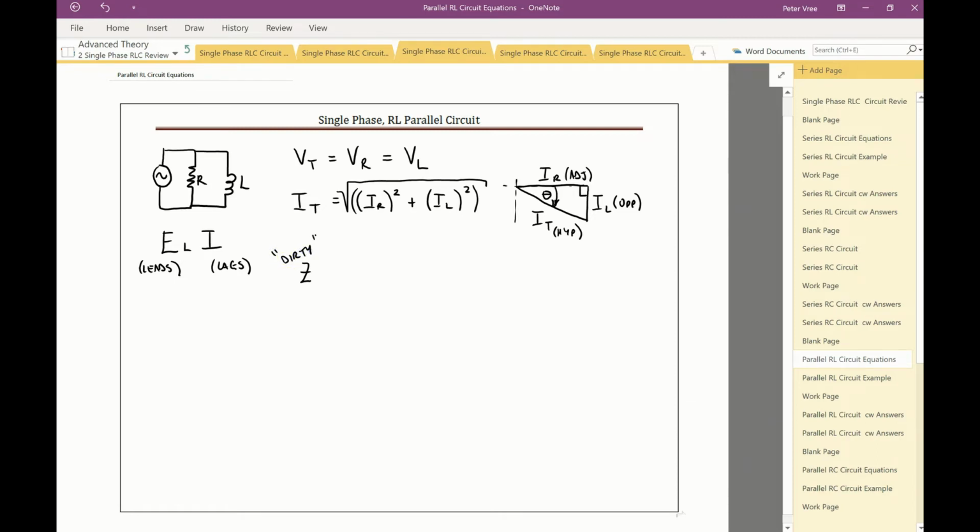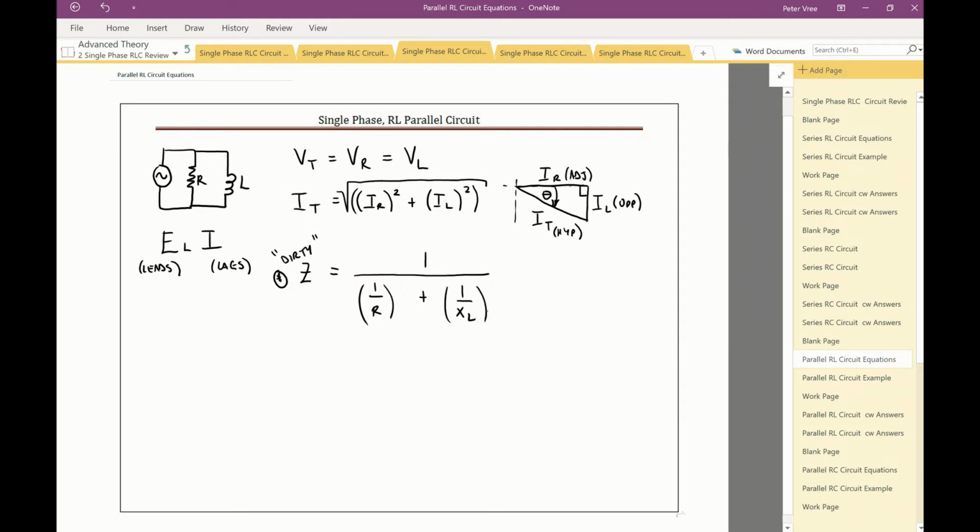Anytime that you're dealing with impedance in a parallel circuit, remember that total resistance always makes use of the reciprocal equation. So let's throw that in here. That would be 1 over R plus 1 over XL. These terms are impedance for the Z, resistance for the R, and inductive reactance for the XL. So that's our reciprocal equation.